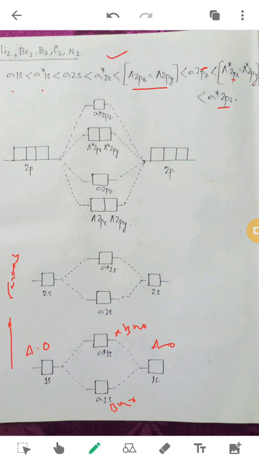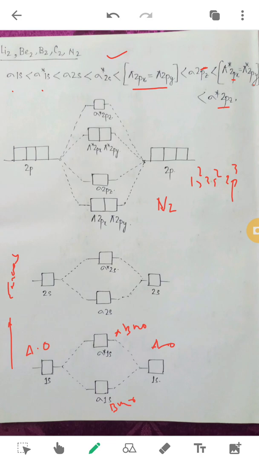Now let us take an example, the example of N2. How do we draw the molecular energy level diagram? For N2, we know nitrogen's electronic configuration is 1s2, 2s2, and 2p3. Each nitrogen has 7 electrons, so that is the electronic configuration arrangement.